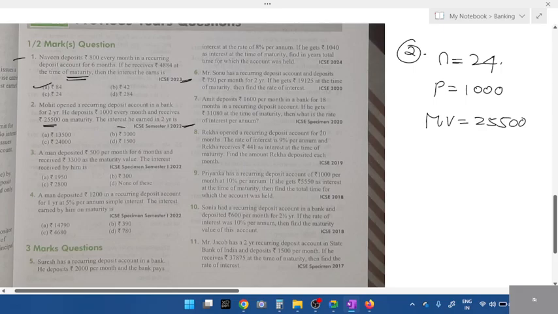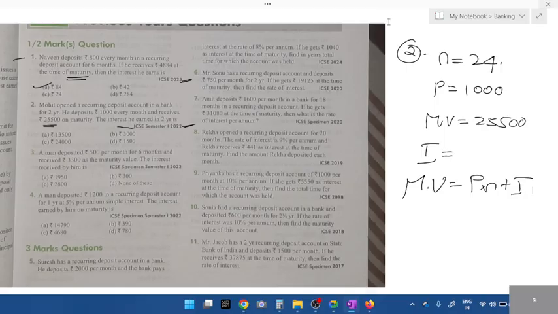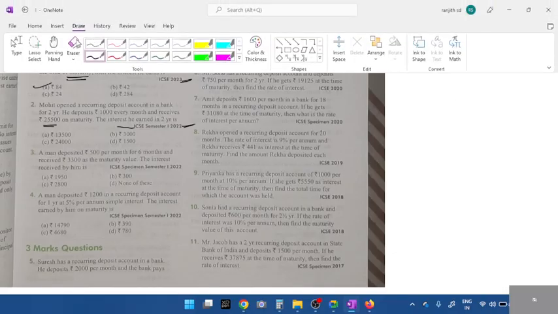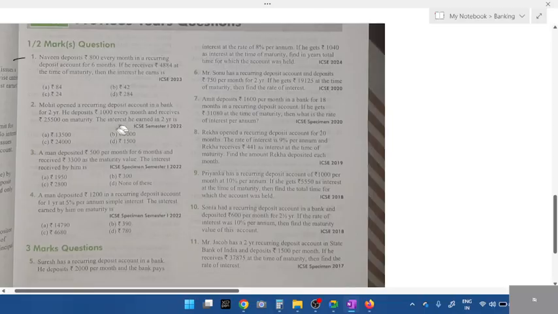Next, the interest earned in how many years? 2 years. What do you have to find here? Interest. Which formula do we apply? Maturity value is P into N plus I. So I'm not going to do the second and third. I'll give it for homework. I'll send this paper. You do it later. Second and third. Tell me the fourth question.